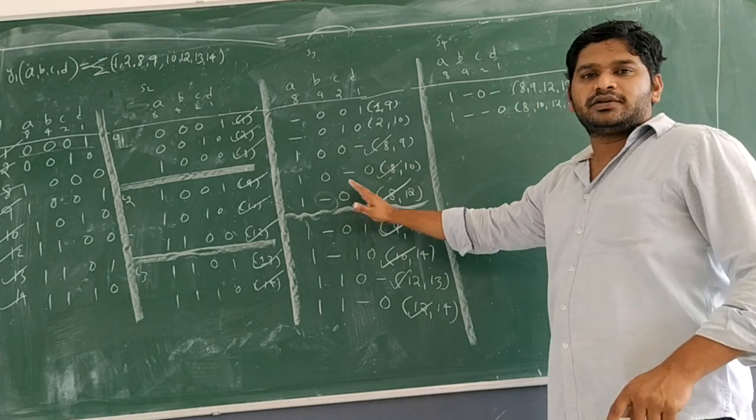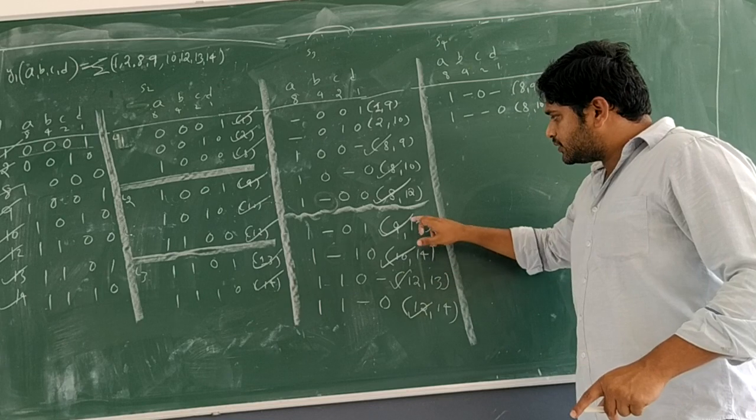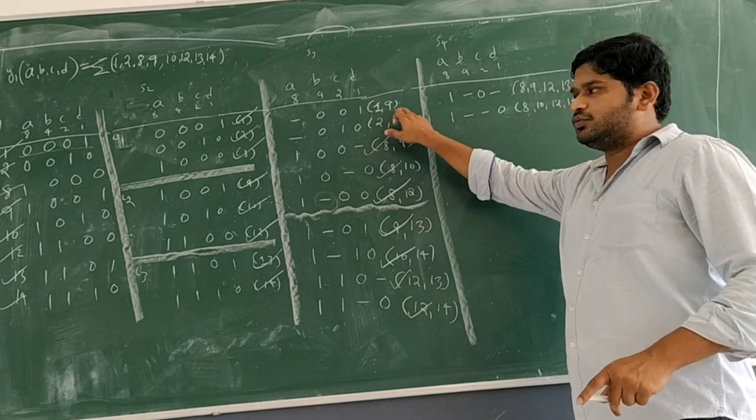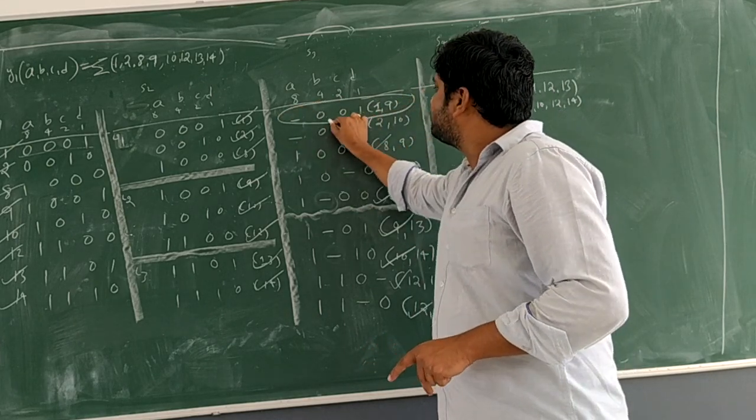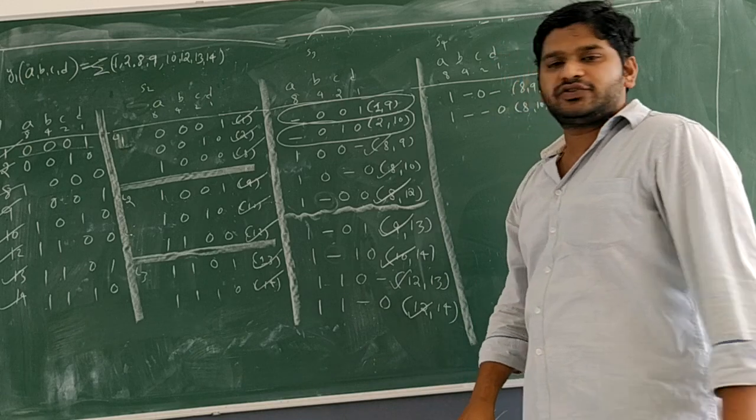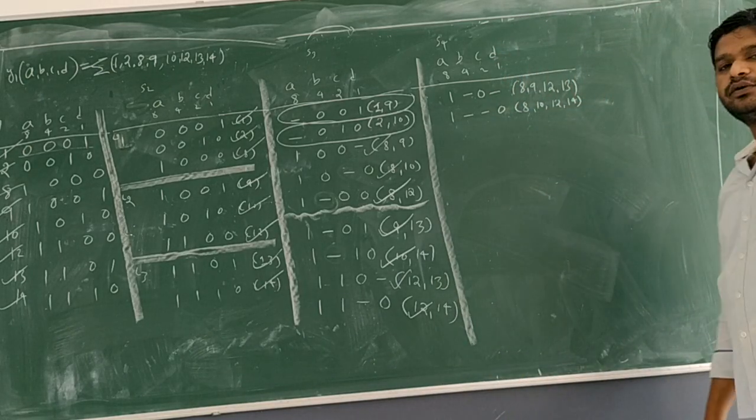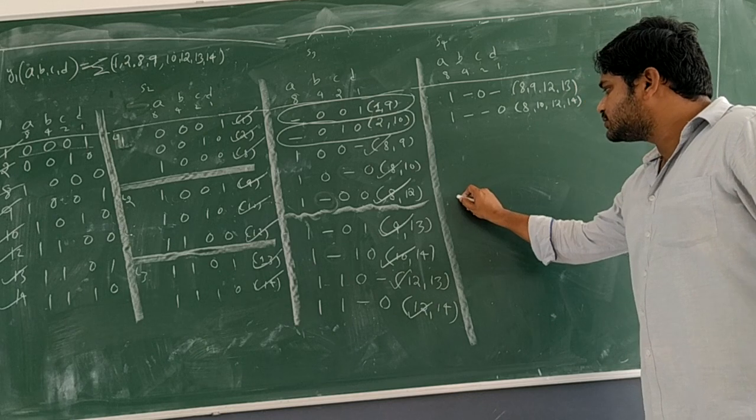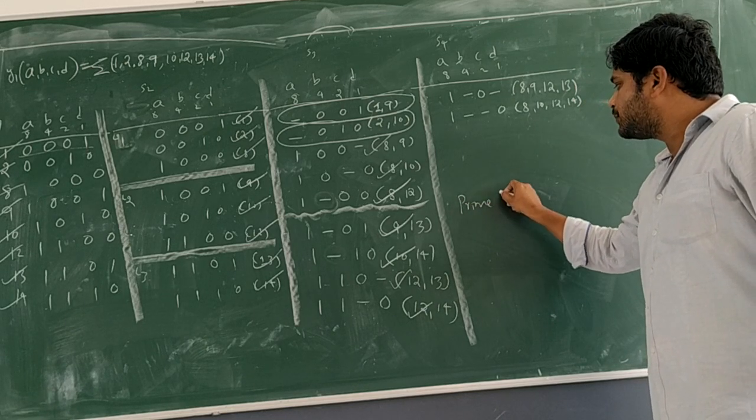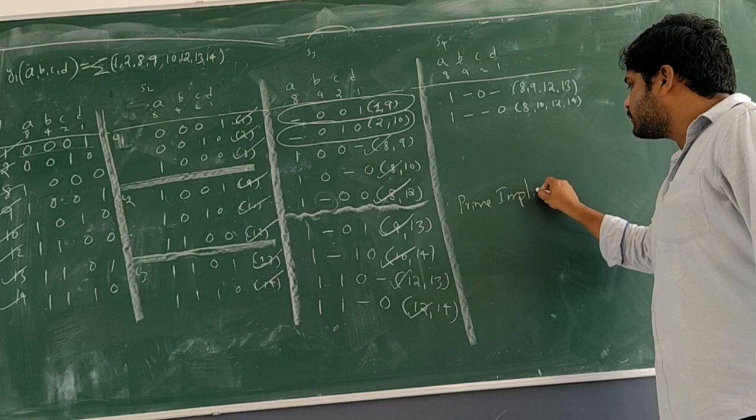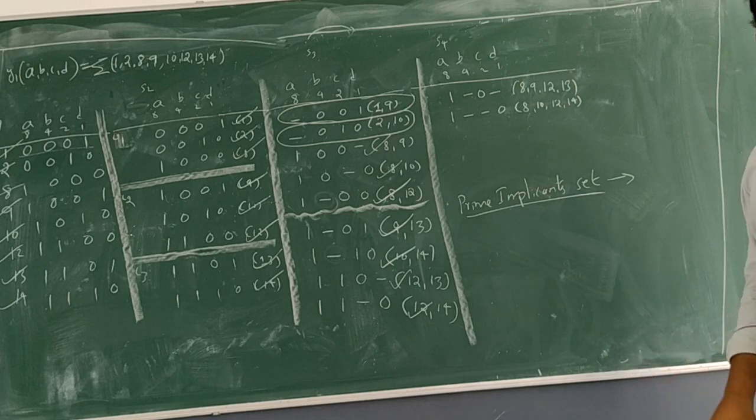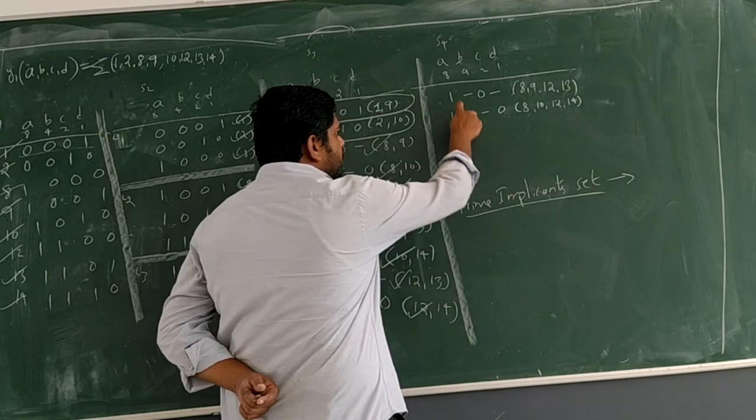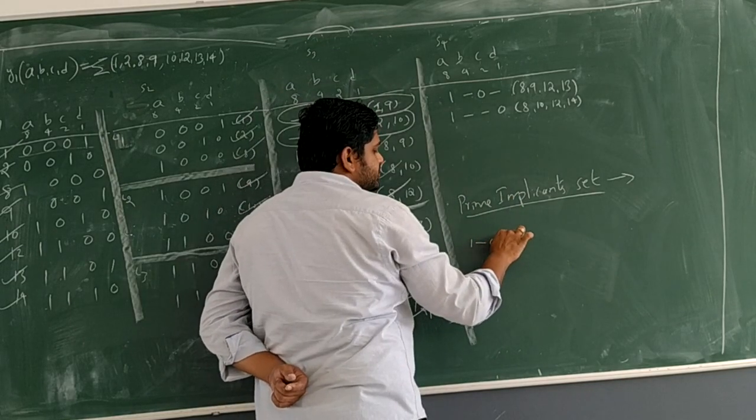Now, recheck the previous step. Pass marker. Yes, there are a few unpass markers. Circle them. So this is what? The axis. Okay? Fine. So now we can write the prime implicant set. So what are the prime implicants? We have 1 hyphen 0 hyphen.